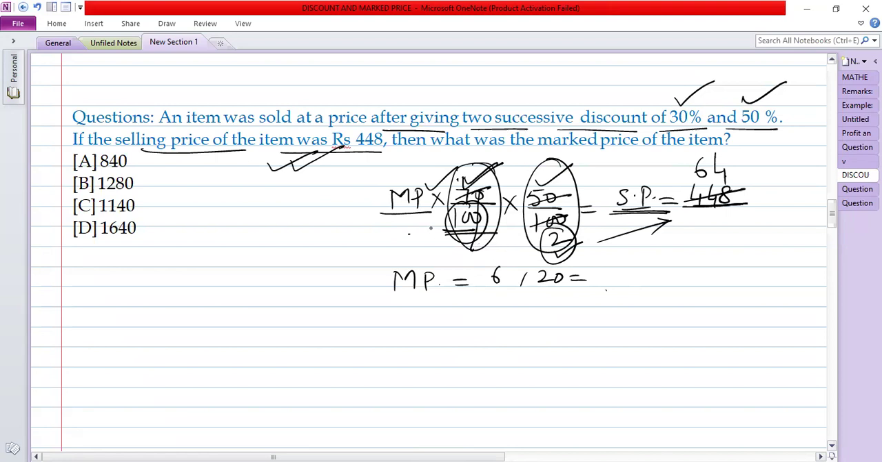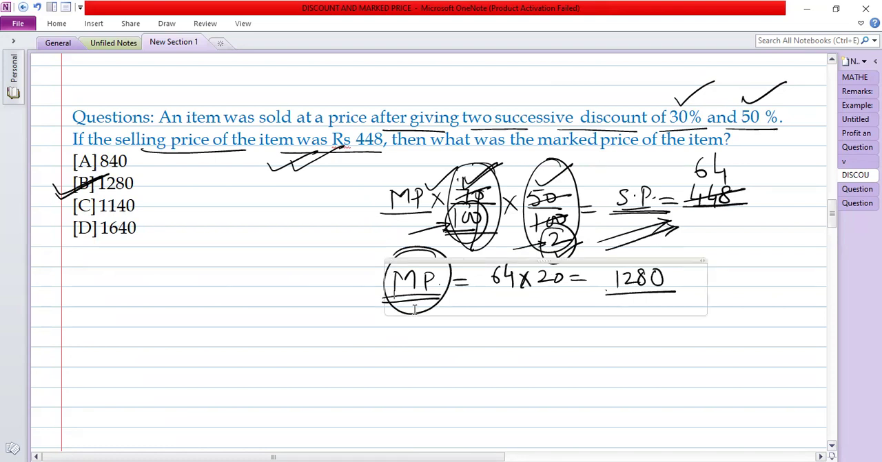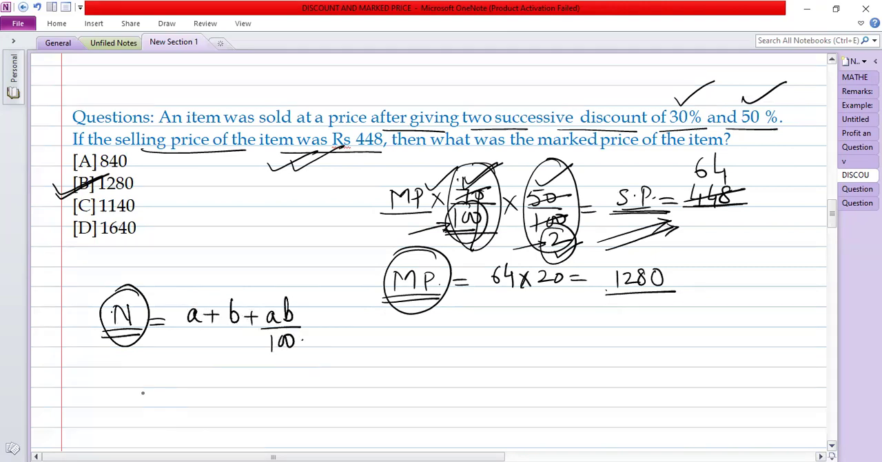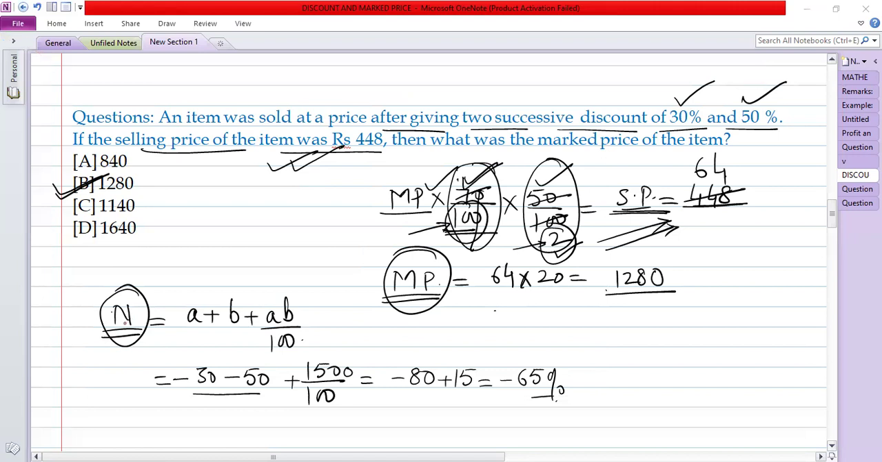So now this 10 and this 2 go to this side. So it will be 64 into 20, which is 1280. So 1280 will be the marked price of the item. Now this question can be solved another way: what will be the net discount, the total discount? We can find it by this formula, A plus B plus AB by 100. So there are alternative ways to solve this problem.